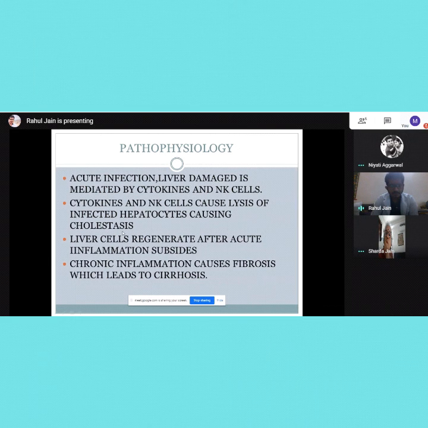So we'll study the symptoms related to it, that bile stasis will cause multiple symptoms like jaundice and itching and all those things. Then in chronic pathology, this will keep happening, and this will cause fibrosis, and that fibrosis will cause cirrhosis. So keeping it very simple, in acute pathology, there are cytokines and natural killer cells, and they will cause destruction of hepatocytes, which will cause cholestasis and will cause all the symptoms. And when it keeps going on, then it will cause fibrosis, leading to cirrhosis.